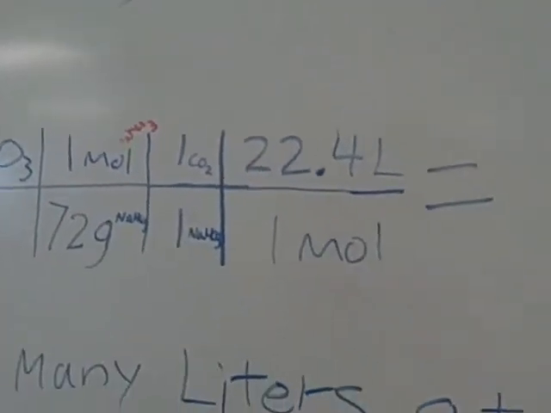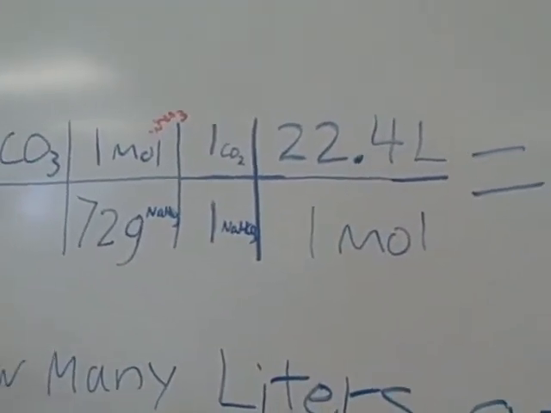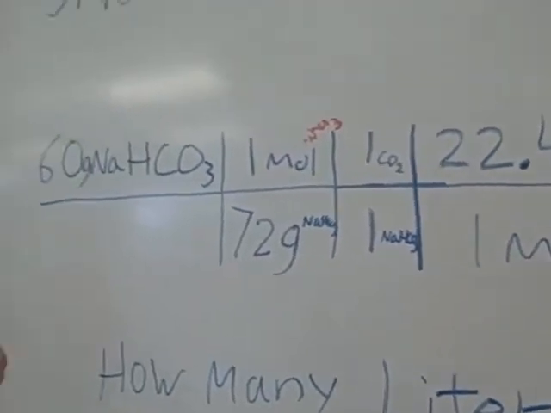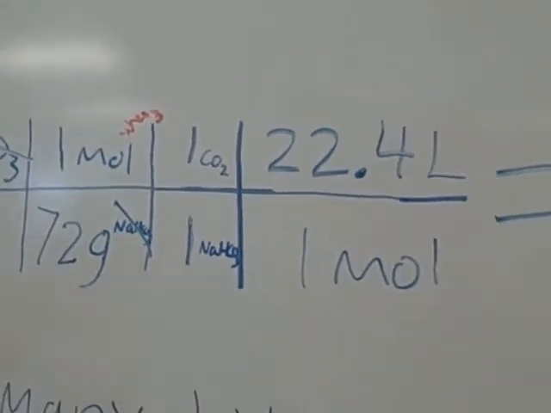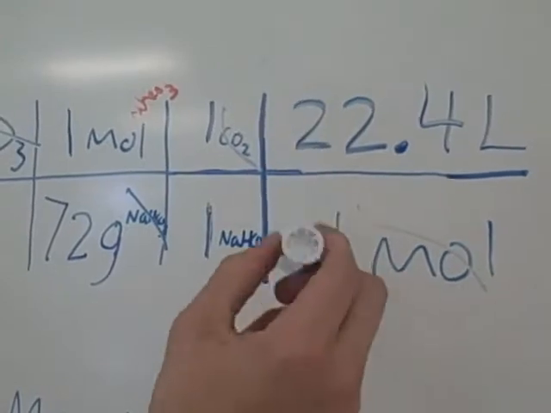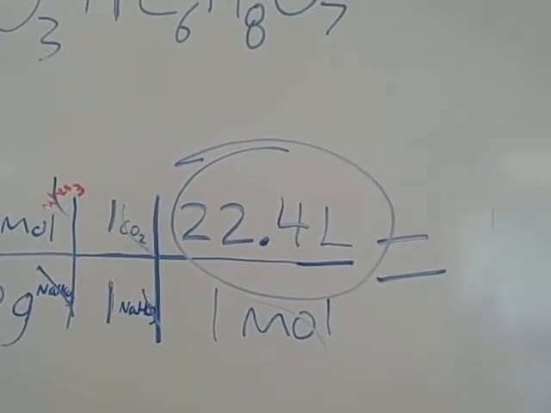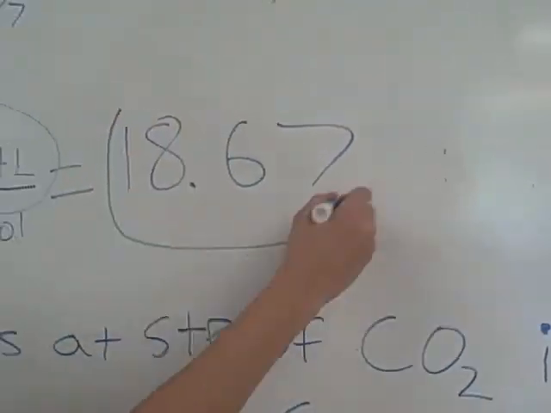And when you're trying to convert something into liters, you have to multiply it by 22.4 liters over 1 mole. You can see right here that the NaHCO3s cancel out, the CO2s cancel out like that, and the moles cancel out like this. So you are left with a grand total of liters of your CO2. If we punch in the numbers, we got 18.67 rounded. And this is the amount of liters that would be produced.